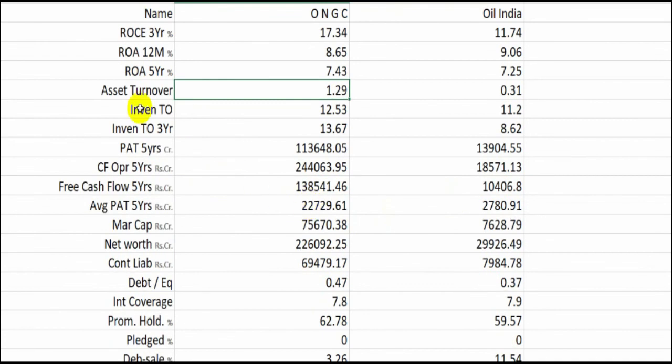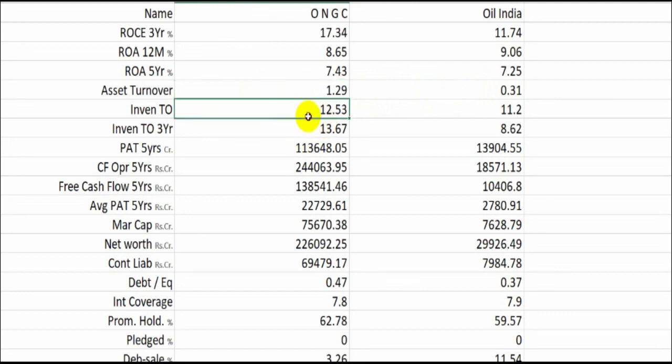Asset turnover, which indicates what sales the company is doing against the assets it holds in the company or in its balance sheet. The sales were 1.29 times higher than its assets, whereas Oil India's sales were even lower than its assets. So we want this multiple to be as high as possible. We want the company to do as much higher sales as possible against what assets it has in its holding or in its balance sheet.